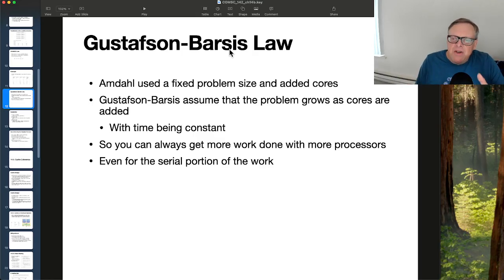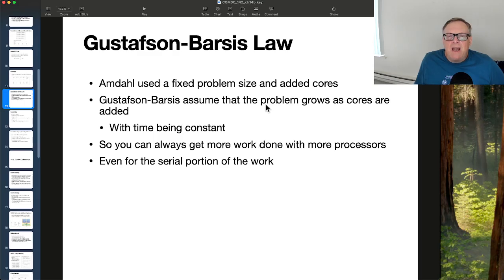Now, Amdahl considered, suppose I have a fixed problem, and I'm going to just try and take this one problem and spread it across many cores. He said, that's a sort of theoretical consideration, but that's not most common problems. Most common problems are different. What they do is they have a huge problem, and they're going to increase the problem.